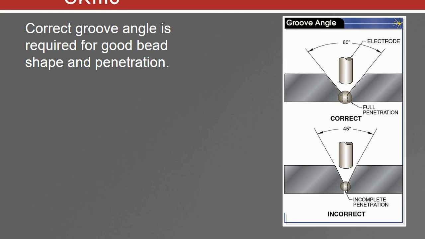Now, the downfall of having a larger angle is if you have something that you're working on that's time sensitive, the bigger the angle, the more weld you're going to have to put in, the longer it's going to take you to get it done. The smaller the angle, the less weld you're going to have to put in, but the more chance that you have of having undercut on each side of your weld.